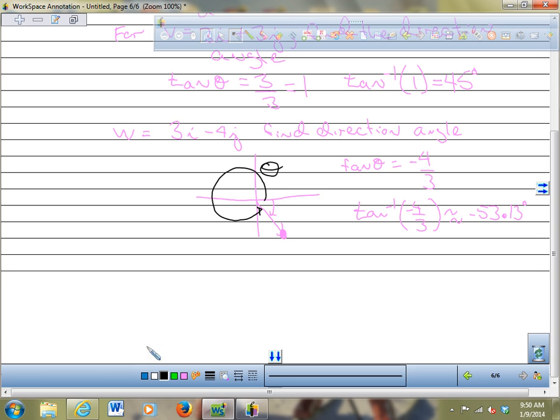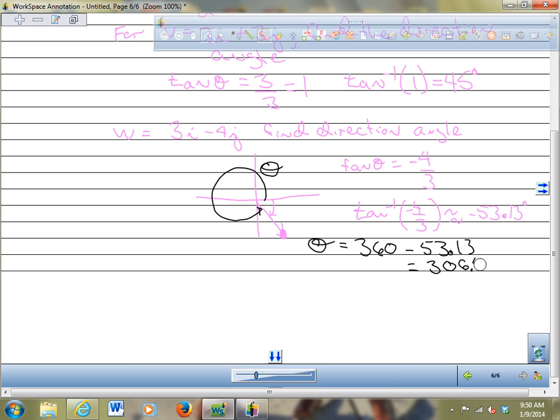360, yeah, 360 minus that. So theta, the direction angle, is going to be 360 minus my 53.13, which gives you, don't tell me, 306 point something. 306 point, what's that, 47? 87? 87, thank you. 87. Okay?